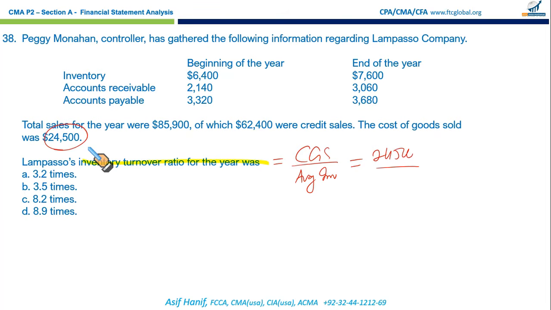Average figure for the inventory. Opening 6,400, closing 7,600, opening plus closing over 2. That will be 14,000 over 2, which is 7,000. So 24,500 over 7,000, that's 3.5. So that is exactly what we were looking for.